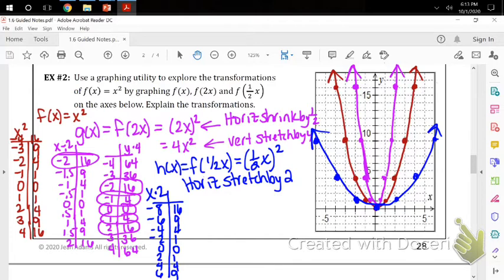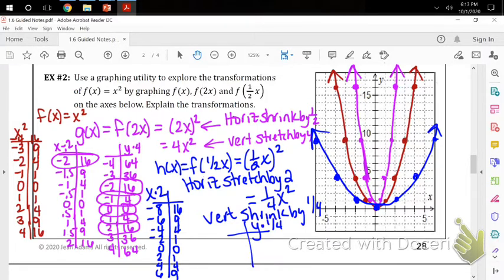Now also, though, because it is 1/2 x squared, we could have said, well, 1/2 x times 1/2 x is 1/4 x squared, which would have made this a vertical shrink by 1/4. And if I was going to use that in my table, that would just be y times 1/4. And if you work that out, you'll see that some of our points do match up. All right, moving on to the next one.